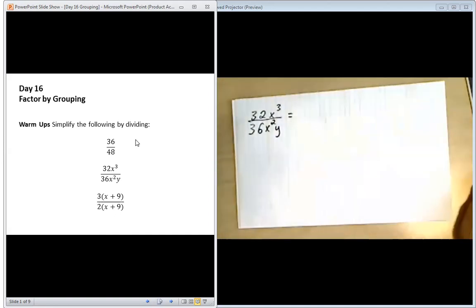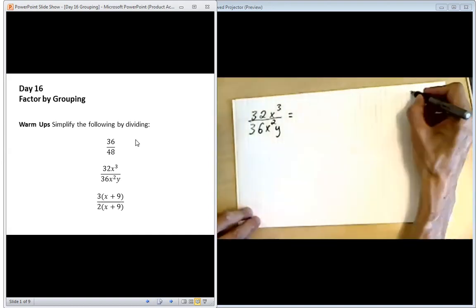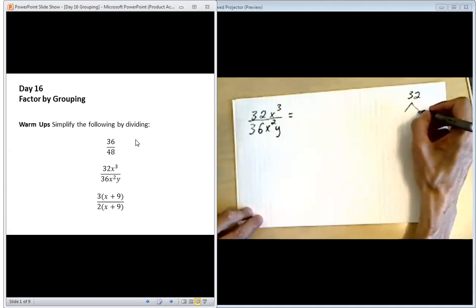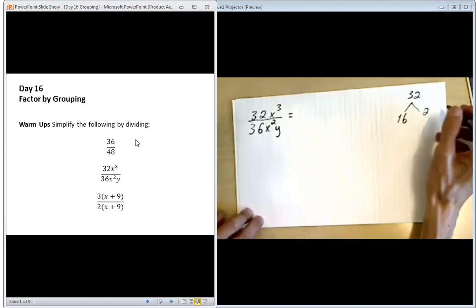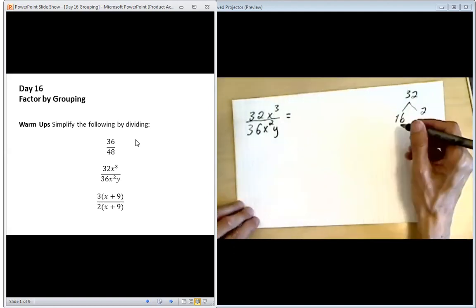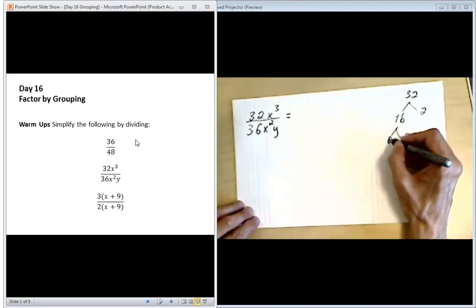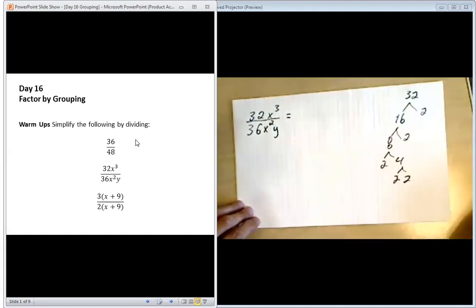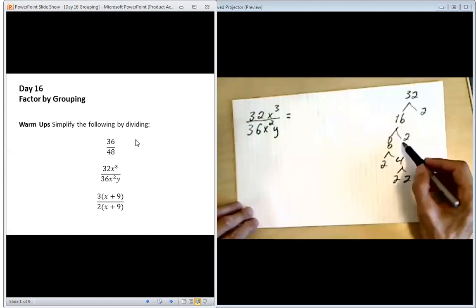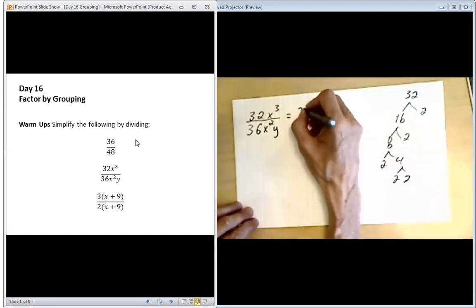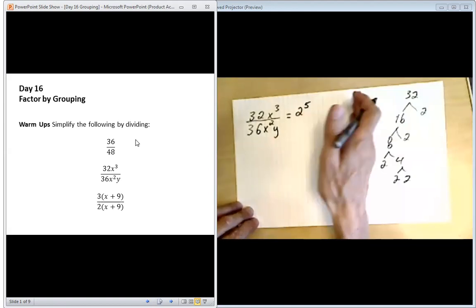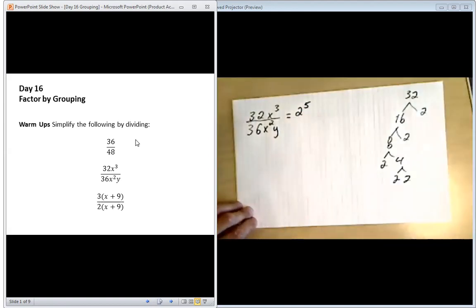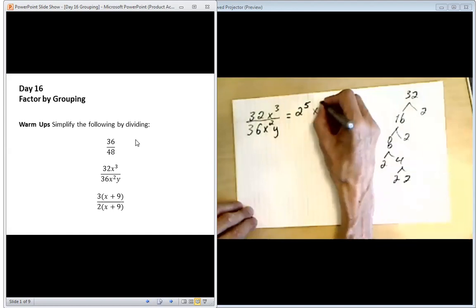So what does 32 end up being? Two and 16, yeah. 2 and 8. Yeah. 4 and 2. 2, 2, right? So I'm going to write it as 2 to the power of 5, as opposed to 2, 2, 2, 2, 2. It's getting a bit long there, right? And then x to the power of 3 like that.